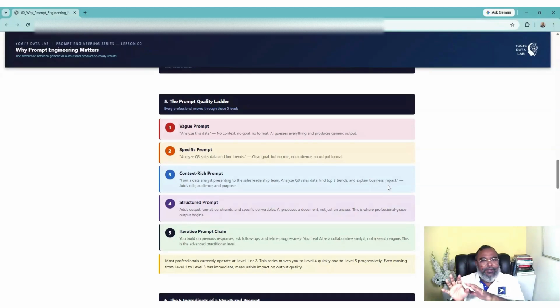We'll be covering these in detail in the upcoming sessions. But for now, what we are looking at is just the prompt quality ladder, where you see that there are just a couple of things which you did from a vague prompt to an iterative prompt chain, and you could get much better results.